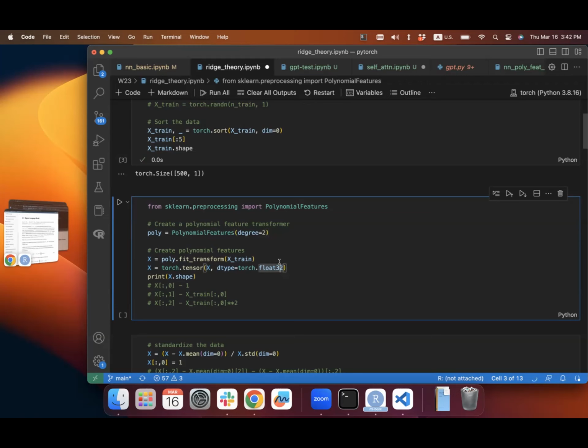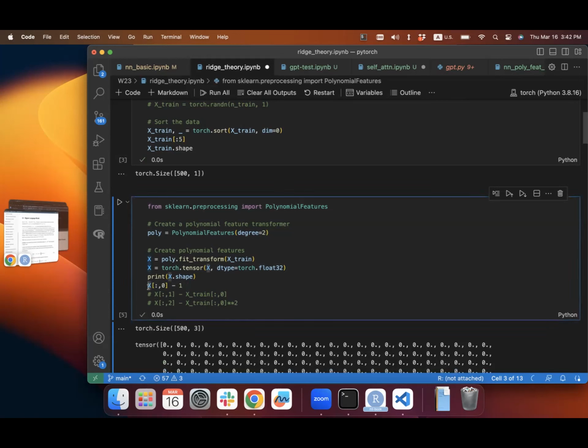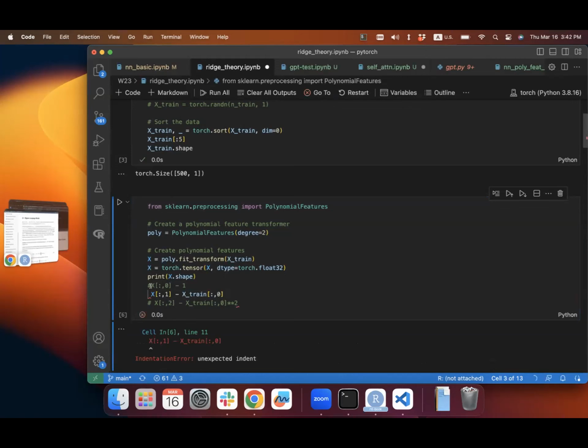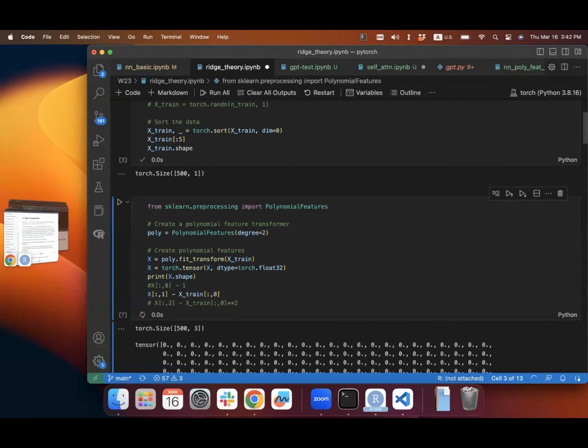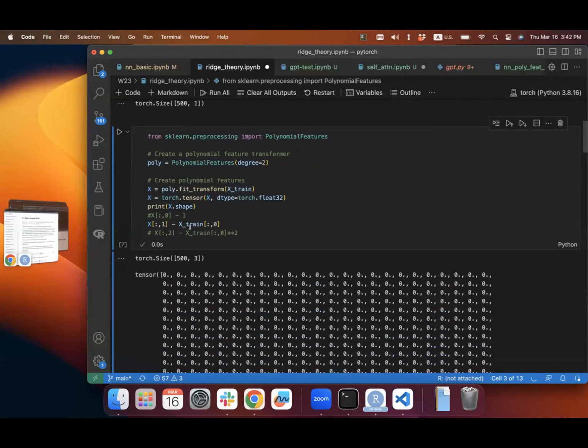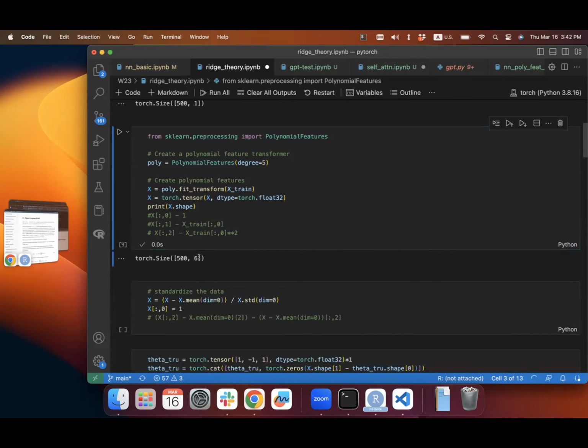If I do this and look at the shape, it's going to be 500 by 3, and then you can verify, for example, that the first one is actually 1. The second one is actually x train, right, x. And the third one is x squared. So this matches. And if I do 5, you get all the monomials of degree up to 5: 1, x, x squared, x to the third, and so on. So you get 6 here. So I'm generating these polynomial features.